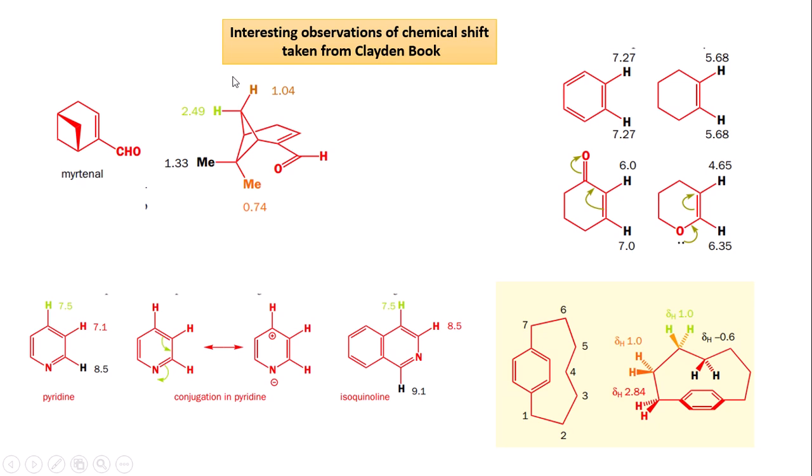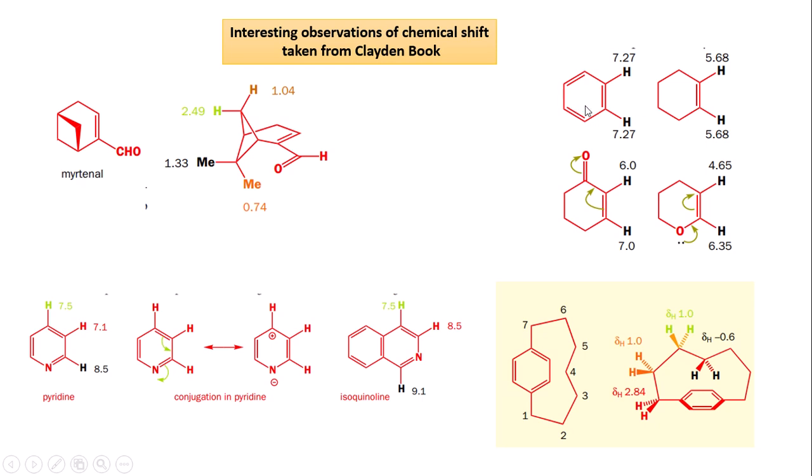This can also be explained by the diamagnetic anisotropic effect. According to the diamagnetic anisotropic effect, these hydrogens come into the diamagnetic zone and these hydrogens come to the paramagnetic zone.